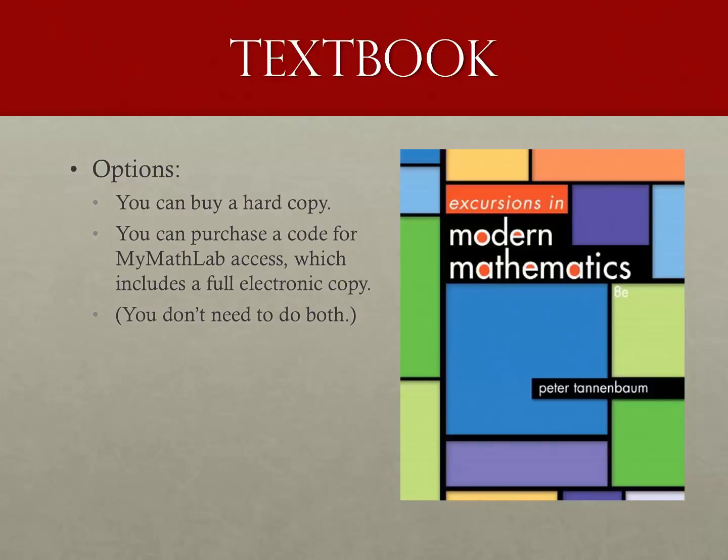There's a textbook for the course, as shown here. It's Excursions in Modern Mathematics by Tannenbaum. You should either buy a hard copy or purchase a code for MyMathLab Access, and that will include a full electronic copy. You don't need to do both. Within the Carmen course pages, you will find links to the relevant sections of the textbook.